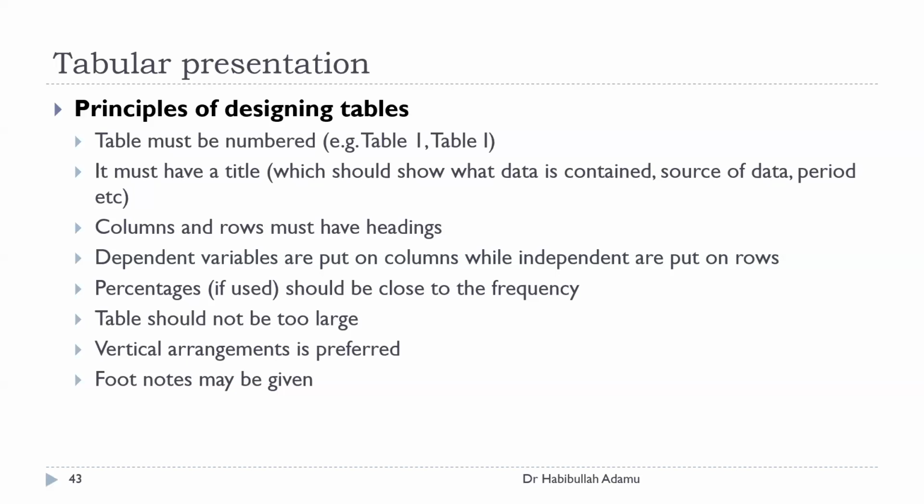The dependent variables in a table usually are put within the column. So whatever you consider to be your dependent variable, yesterday we talked about what a dependent variable is, that is the one you are going to put within the column. Whereas the independent variable, you put it along the row. Percentages should be put close to the frequencies where necessary. The table should not be too large. Sometimes you see a table cutting across 3 pages, 4 pages. Table 1, like that.